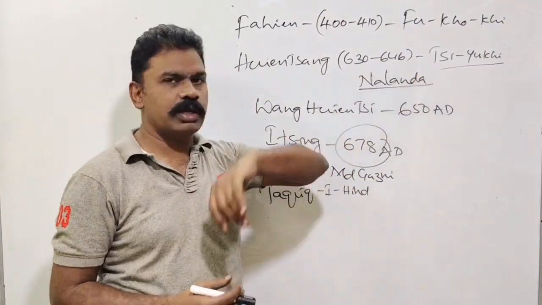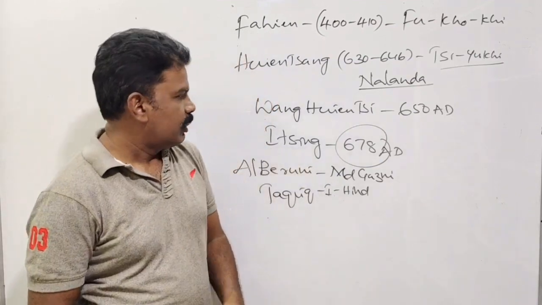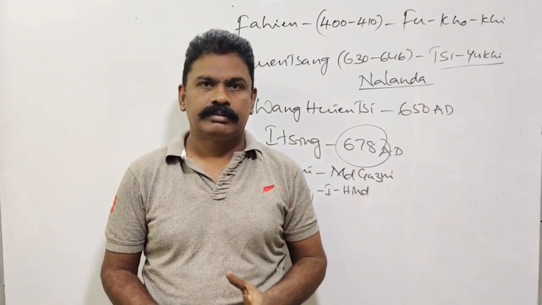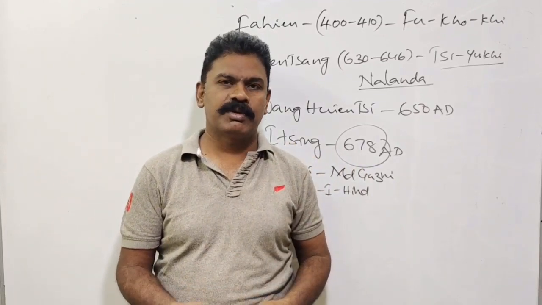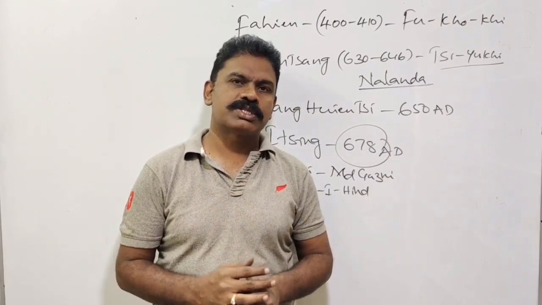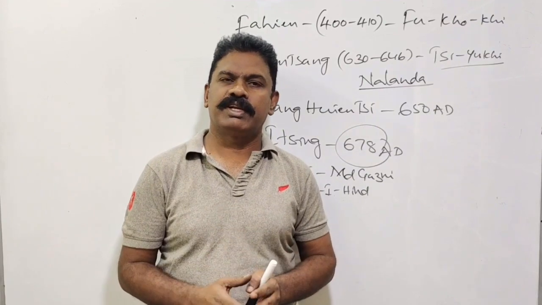Huen Tsang also gave information about Nalanda University. So like this, foreigners came to India and gave information about Indian history. These literary sources are used to reconstruct Indian history. With this, the sources of Indian history have ended.